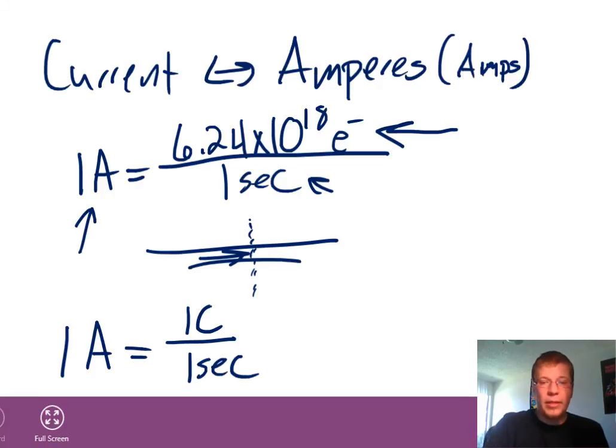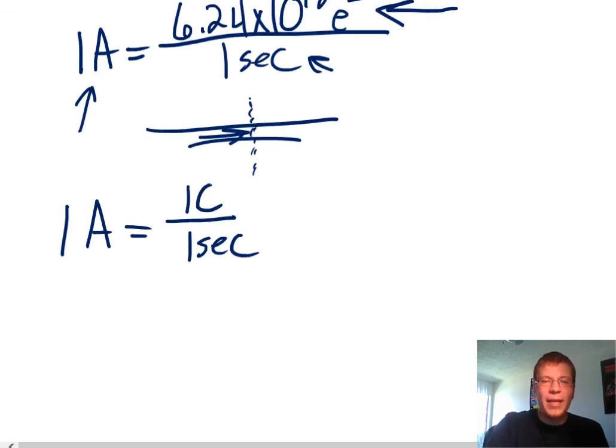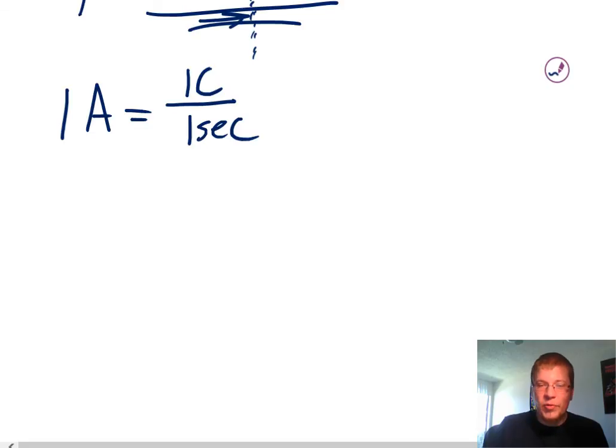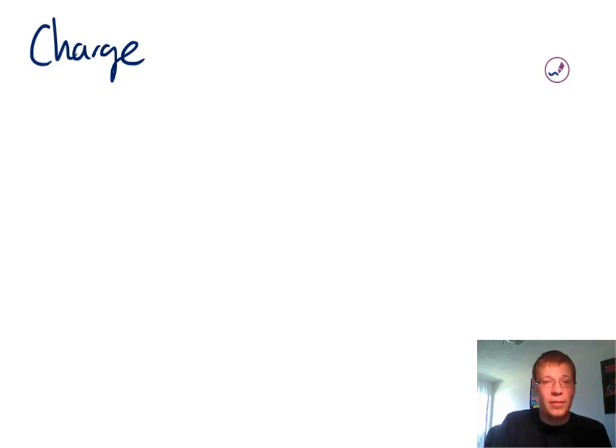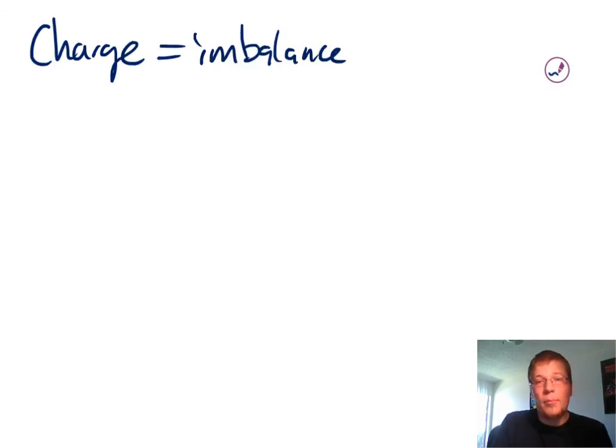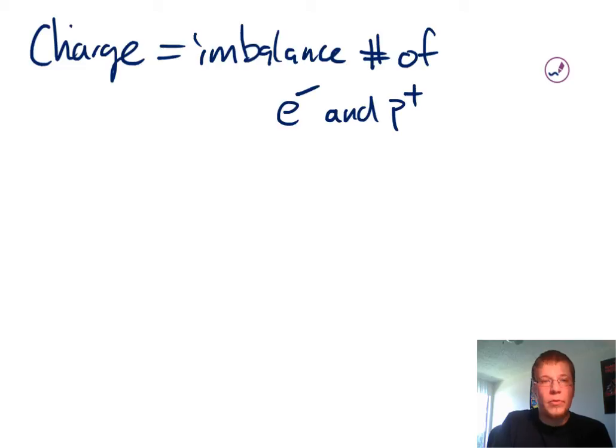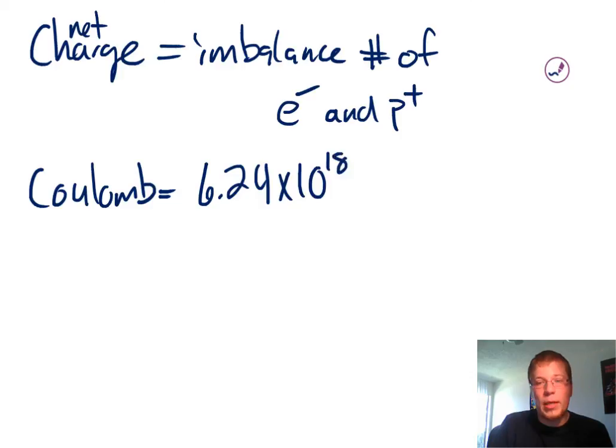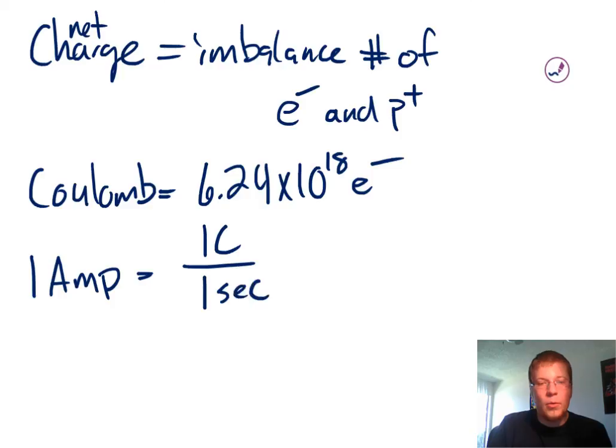Hopefully now you have a general grasp of what current is, what charge is, and how the two relate. So, a quick review. Charge, whether something is electrically charged positively or negatively, is an imbalance in the number of electrons and protons. We call this net charge. A coulomb is the charge equivalent to 6.24 times 10 to the 18 electrons. And one amp is equal to 1 coulomb of charge moving past 1 point in 1 second.